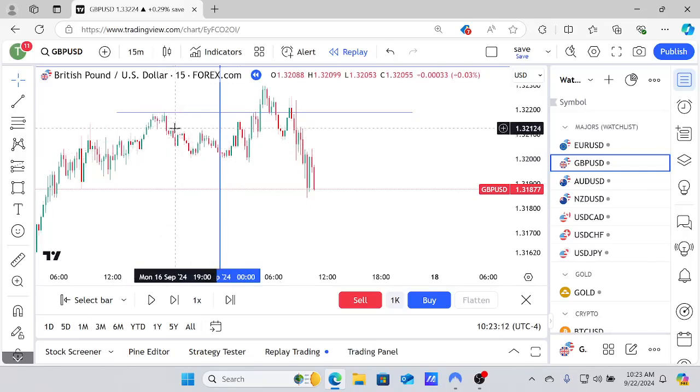Because guess what? Whenever you're coming off those highs, London session, my mistake, Asian session, Asian session is where you'll see that consolidation form. It'll come off the highs and the volume dies. You go into consolidation.